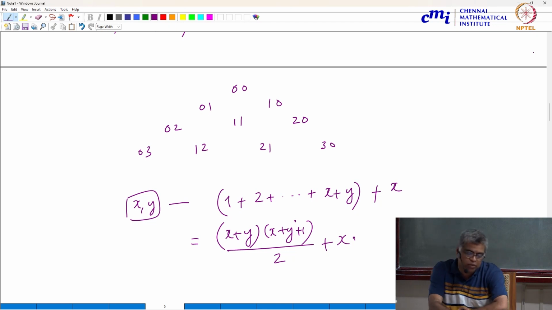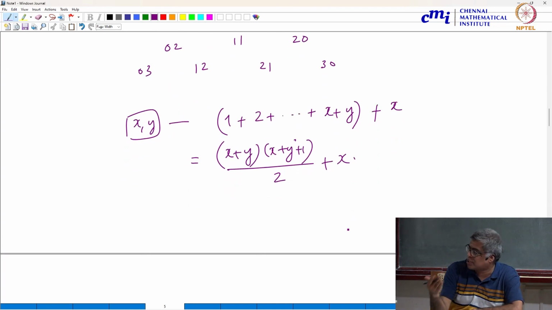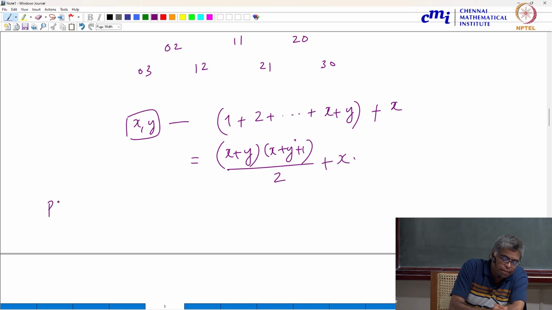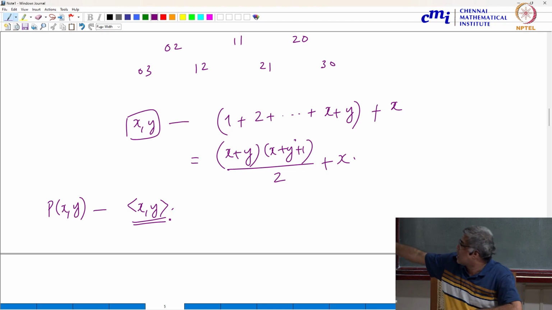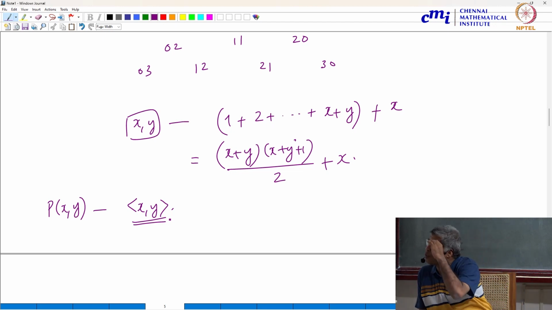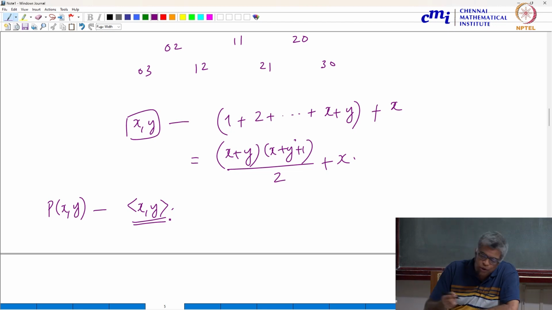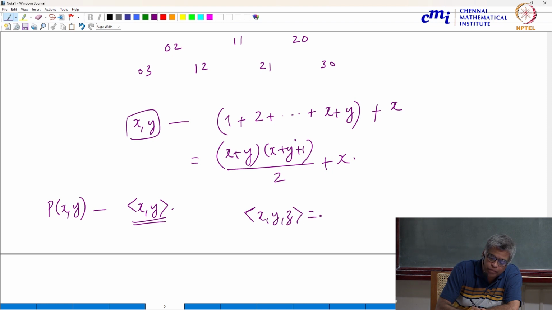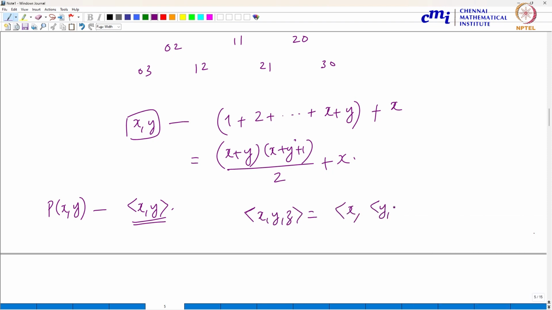So fine, this function is called the pairing function. It defines a bijection between N cross N and N. We'll normally denote it with these angled brackets. Once you can show how to do pairs, you can do triples, quadruples, etc. It is nothing but x followed by this.